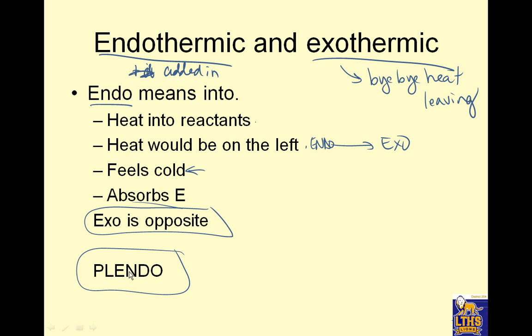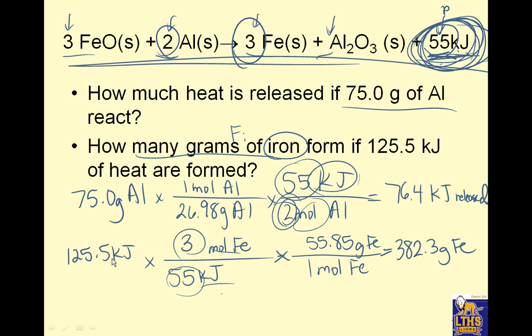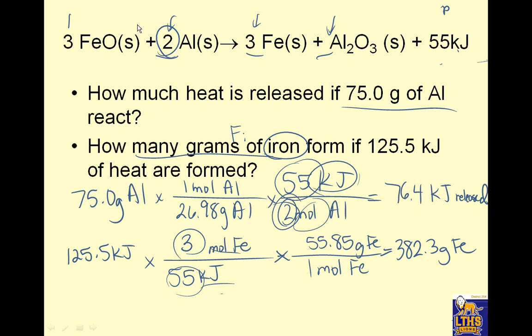So here's a way to remember it. Plendo. You see the word endo in there, okay? That means the heat is positive, it means being added in. It's on the left side of the arrow in a chemical reaction. Plendo, positive left endothermic, means it absorbs heat. So let's look back. Hey, there's heat in this reaction. Where is it? It's on the product side, so this is an exothermic reaction.